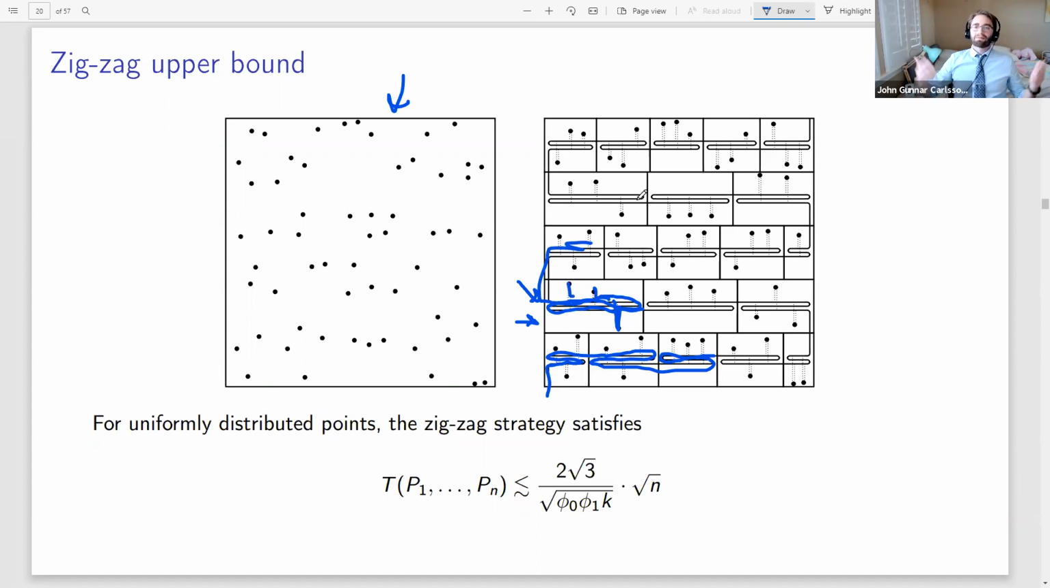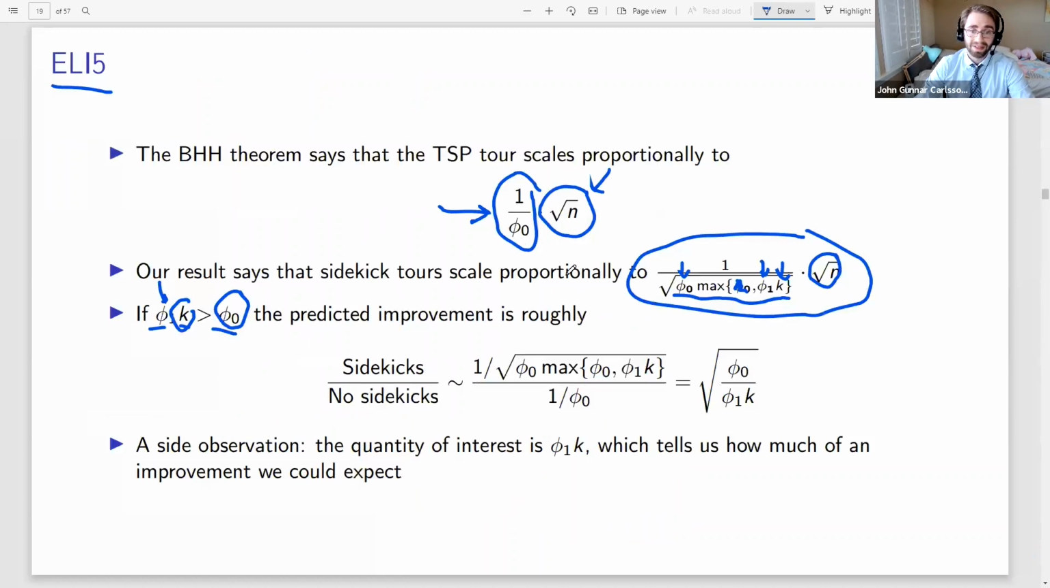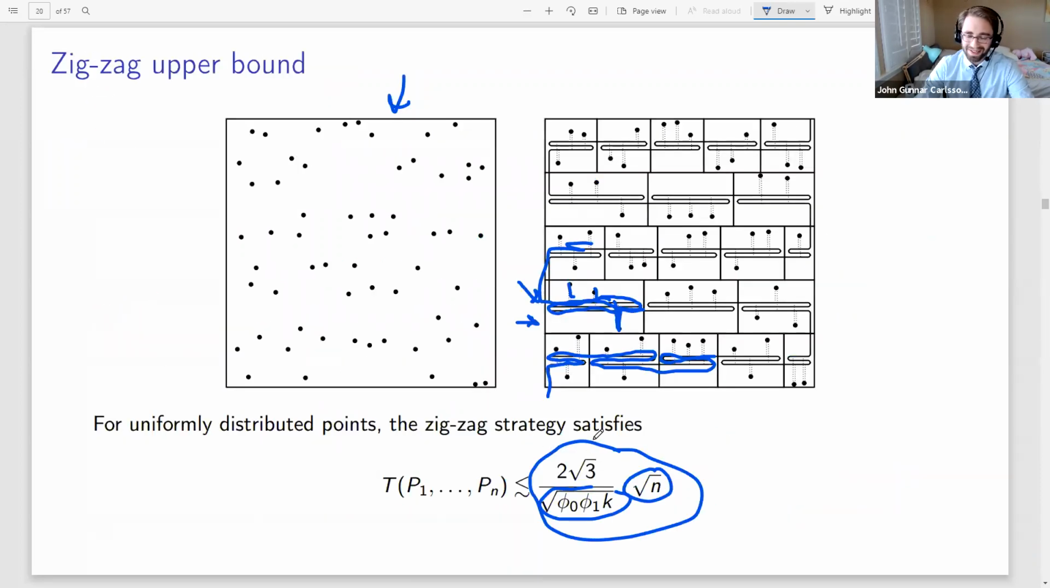So all I've done is come up with a simple common sense way that you might use these drones. And if you study the limiting behavior of this, if you study how well this kind of policy performs, you get this quantity here. You get 2 root 3 times 1 over phi naught phi 1k times root n. Which is the proportionality that we would be looking for that would be consistent with the prediction that I made up there. There's no max term over there, but the reasons for that are not so interesting. So that's how we come up with an upper bound.